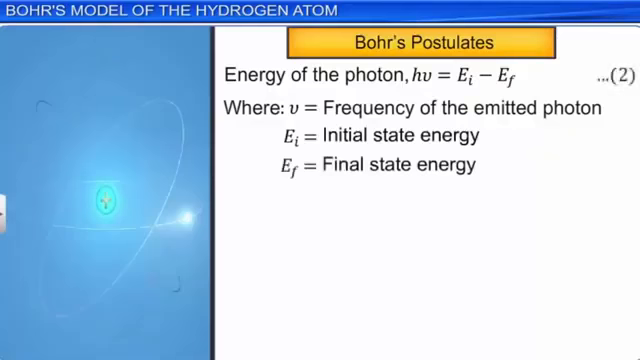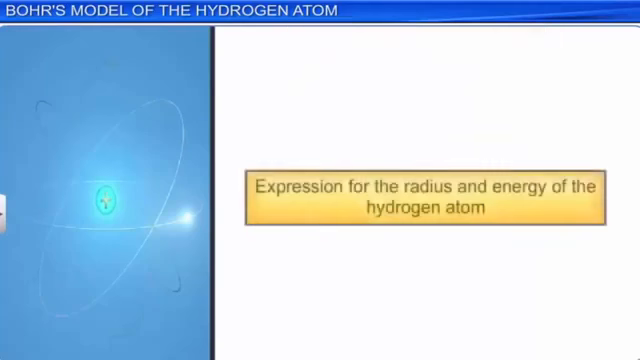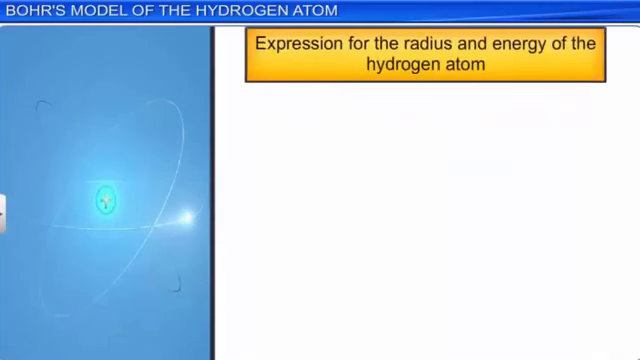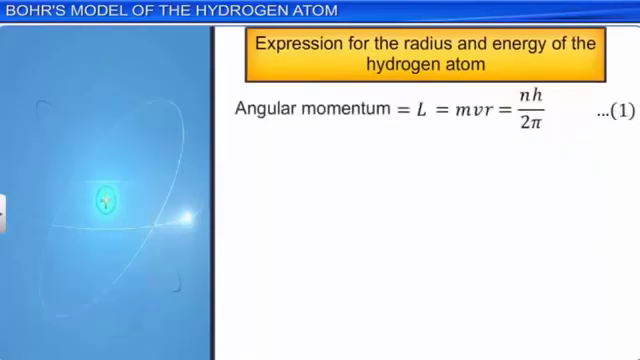Let us now derive the expression for the radius and energy of the hydrogen atom. From equation 1, we can write m v_n R_n is equal to nh by 2π. Here, n is an integer, R_n is the radius of the nth possible orbit, and v_n is the velocity of the electron in the nth orbit. Let this be equation 3. The allowed orbits are numbered 1, 2, 3, and so on, according to the values of n, which is called the principal quantum number of the orbit.